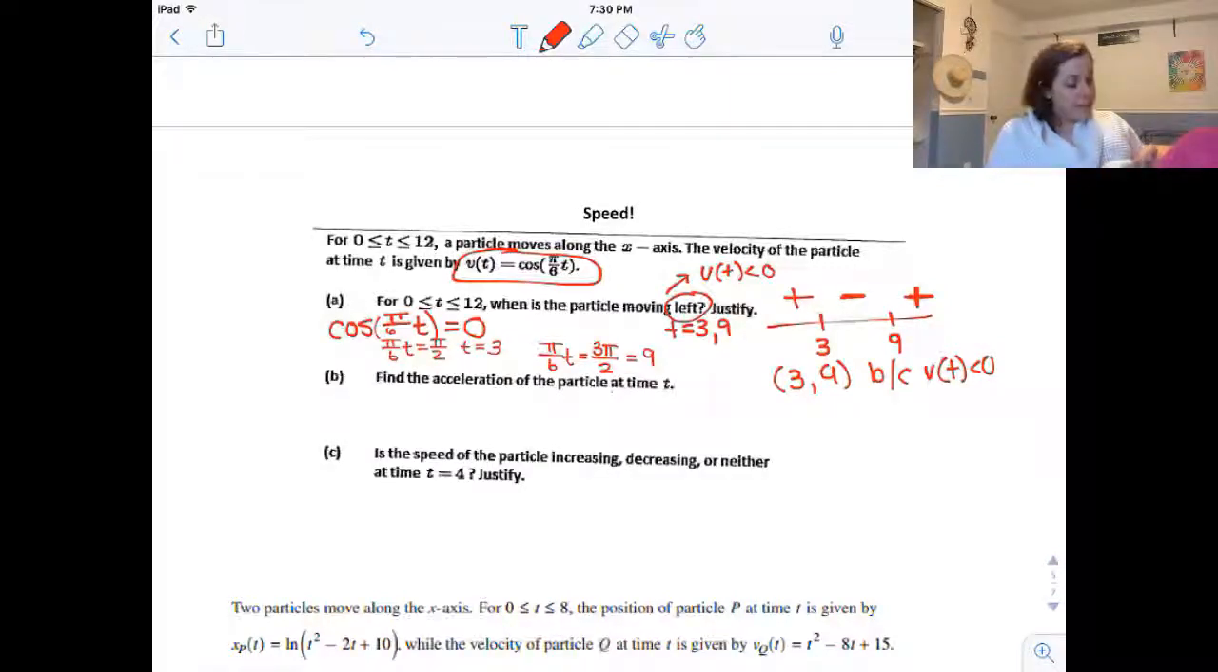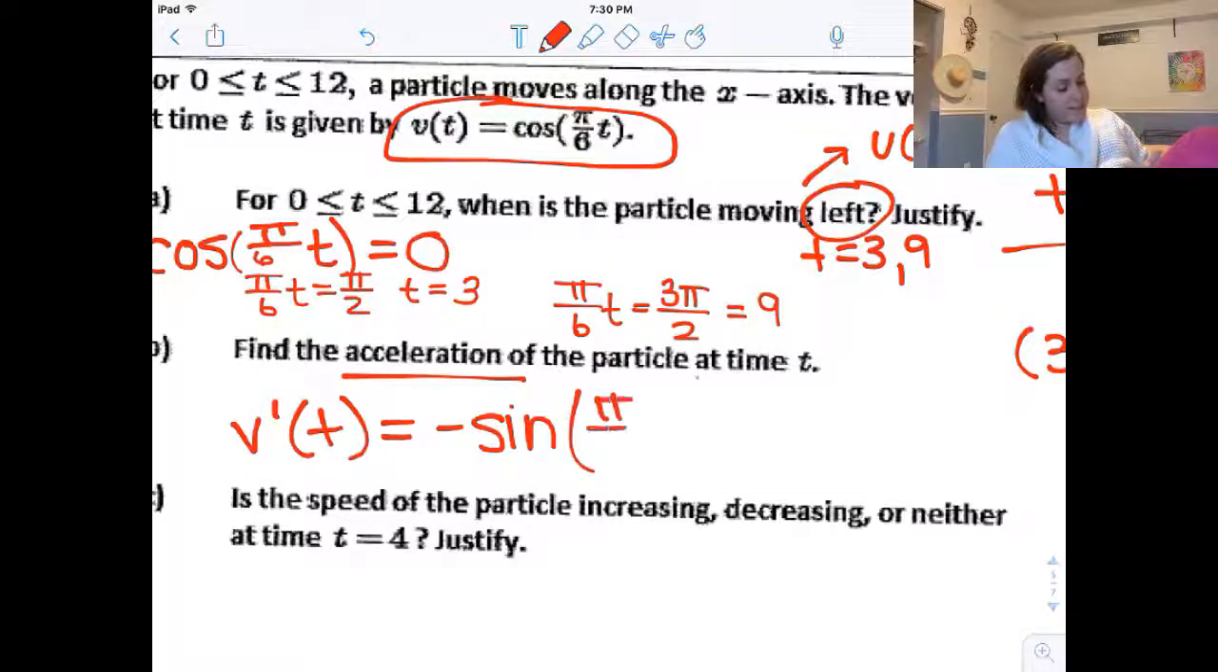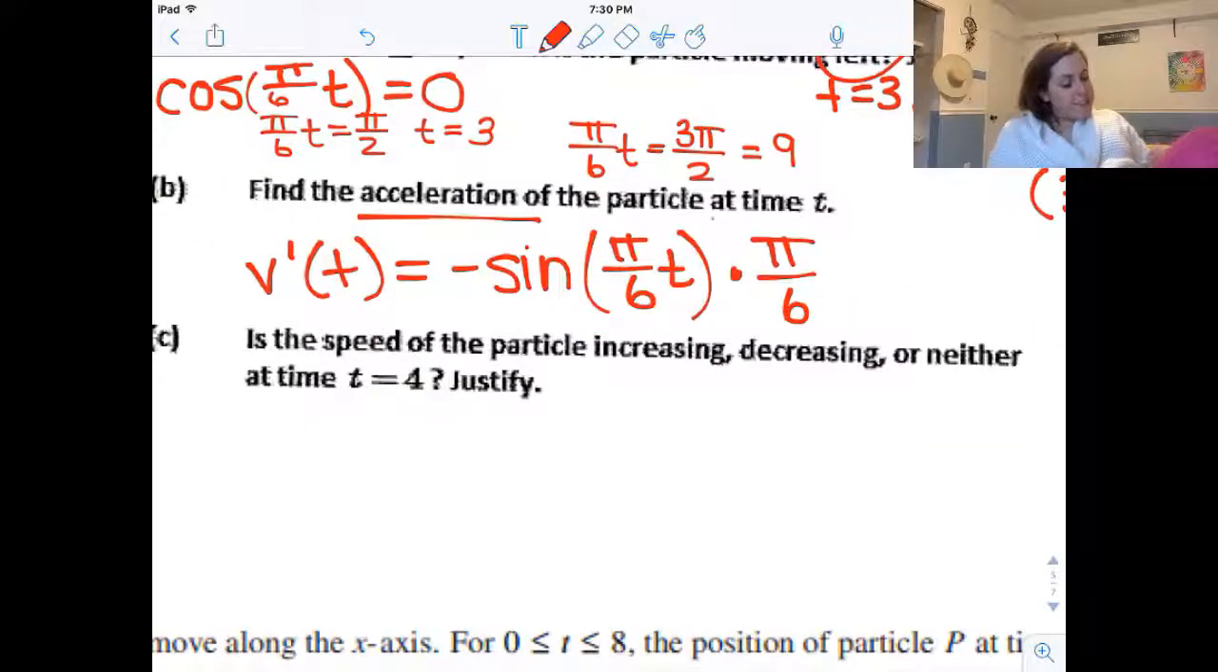All right, let's find the acceleration at time t. That means find v prime of t. So the derivative of cosine is negative sine. Leave the inside alone, times the derivative of the inside, which is just pi over 6. So that's that. The last part is: is the speed increasing, decreasing, or neither at t = 4?